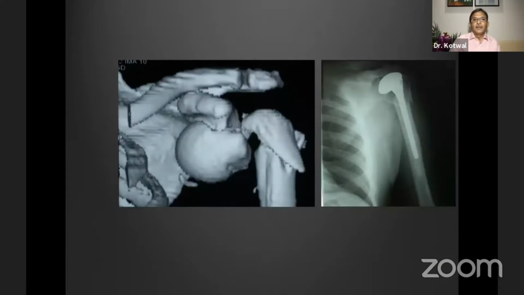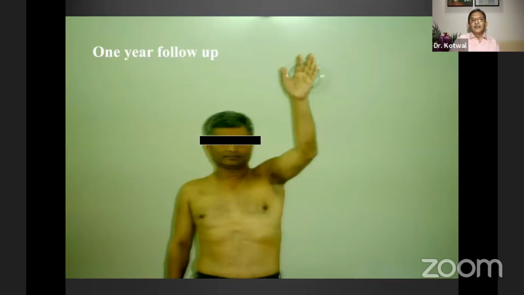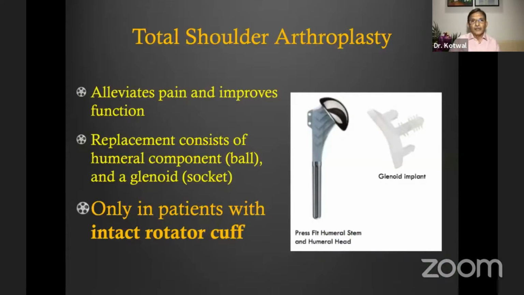So here is an example of a comminuted fracture and replacement done by hemi-arthroplasty, and that's the result at the end of 1 year.